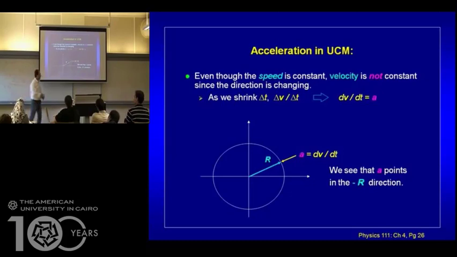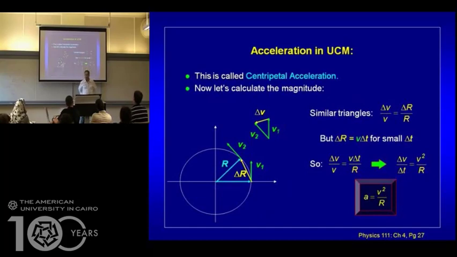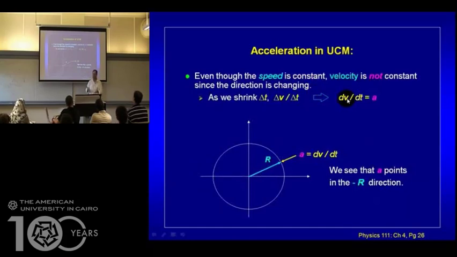Good. So now we know how to calculate the acceleration, dv by dt, and we know the direction of that acceleration. That's not enough, because I do not have v as a function of time in order to get a numerical value for that acceleration. And the speed v is actually constant. The only thing that changes is the direction. So we cannot have a relation for v as a function of time.